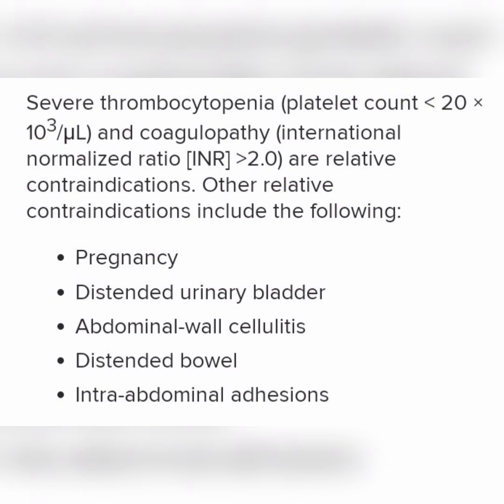What are all the contraindications for peritoneal tapping? If a patient has severe thrombocytopenia, like a platelet count less than 20,000, or a coagulopathy with INR more than 2, during that time we should not perform peritoneal tapping. And also other contraindications like pregnancy, distended urinary bladder, abdominal wall cellulitis, distended bowel, and intra-abdominal adhesions. So these are the contraindications for peritoneal tapping.